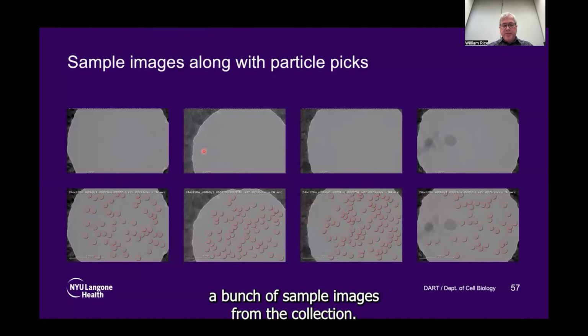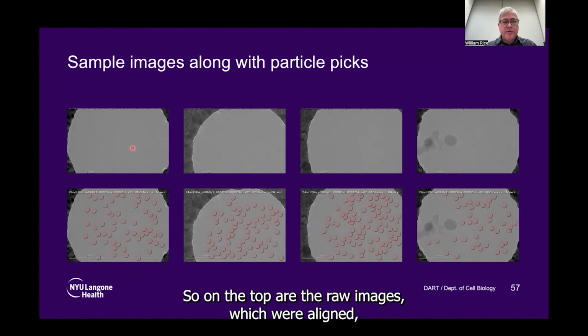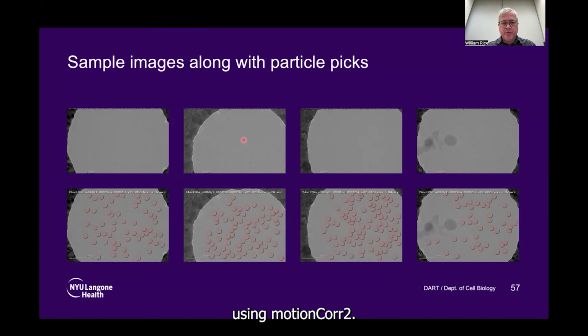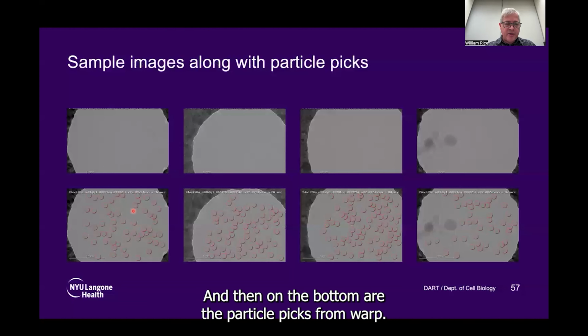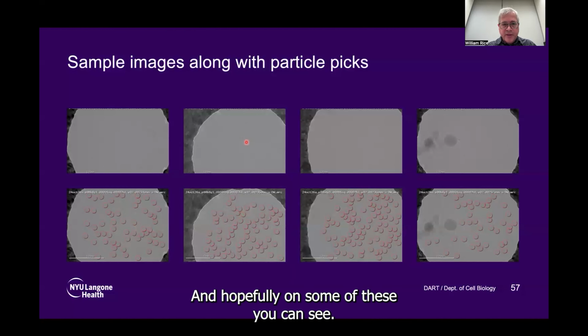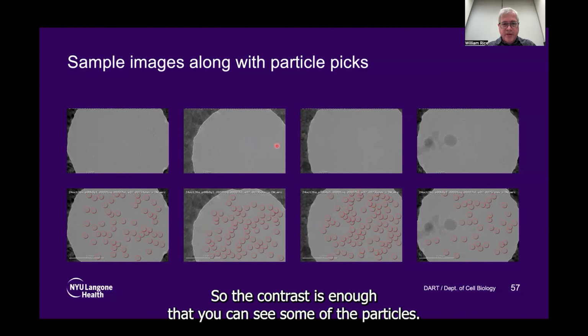These are a bunch of sample images from the collection. On the top are the raw images, which were aligned using MotionCor2, and on the bottom are the particle picks from WARP. And hopefully on some of these the contrast is enough that you can see some of the particles.